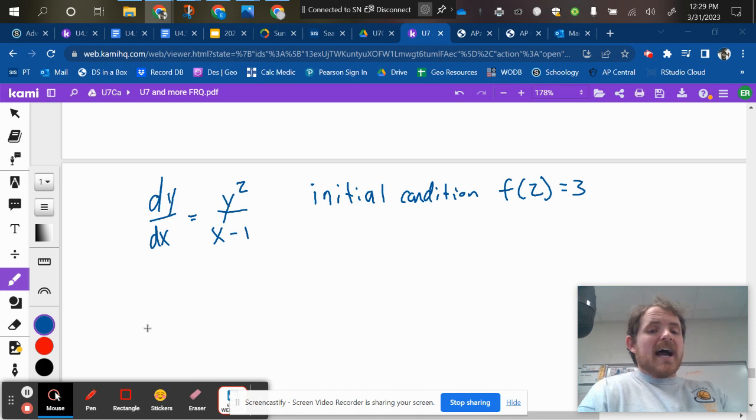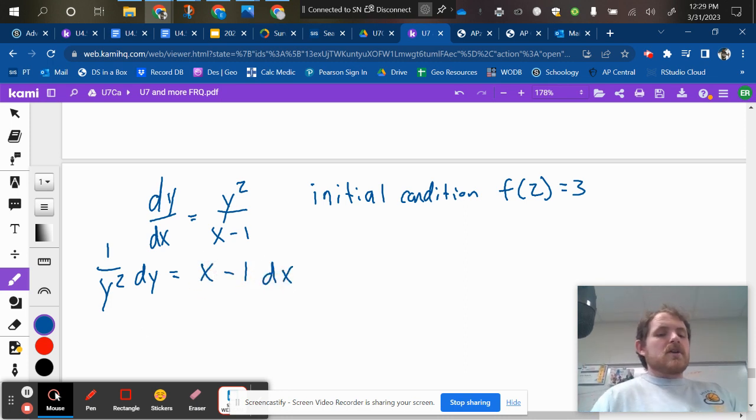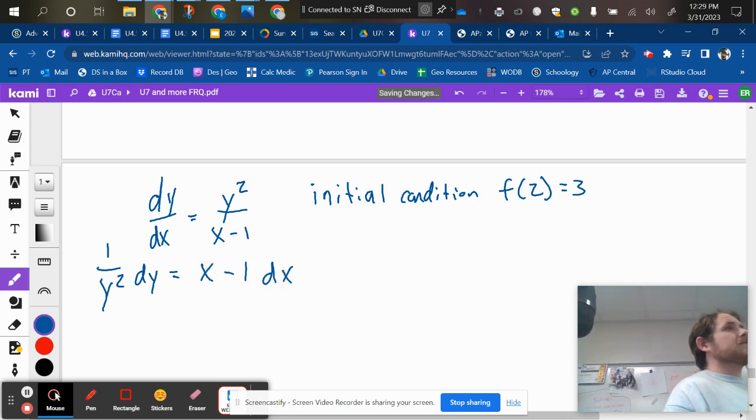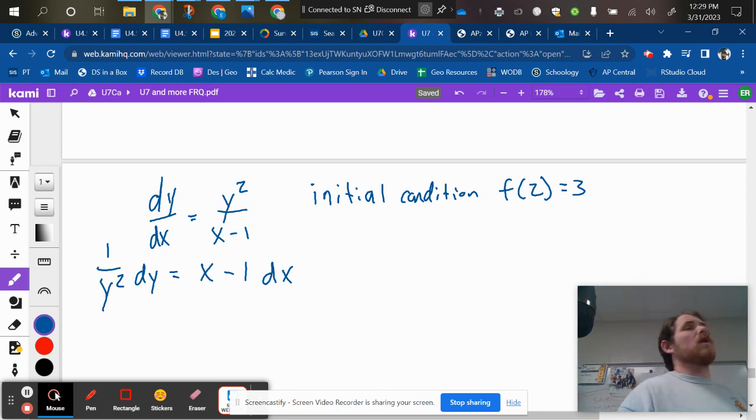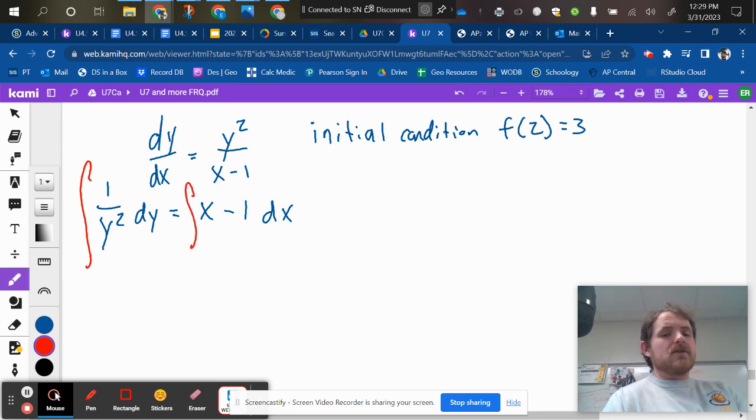So I'm going to divide by 1 over y squared to both sides. And I'm going to multiply by dx to both sides. You got a point for that. If you got to that step, 1 out of 5 right there. Get your point. Right? Then the next 2 points came from correctly integrating these.